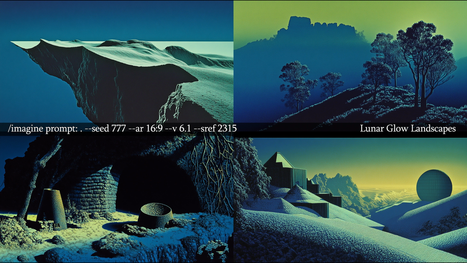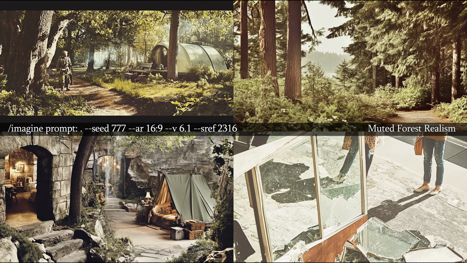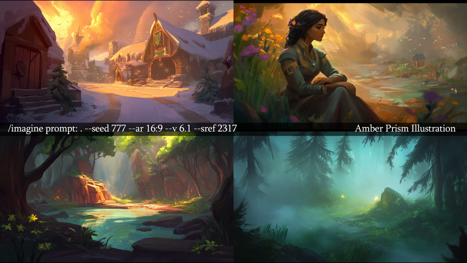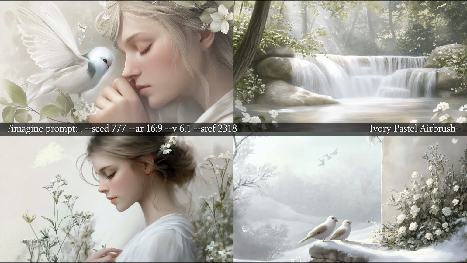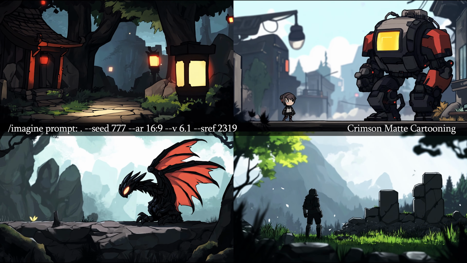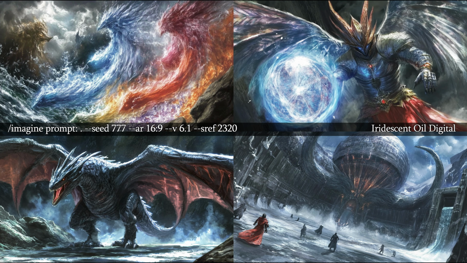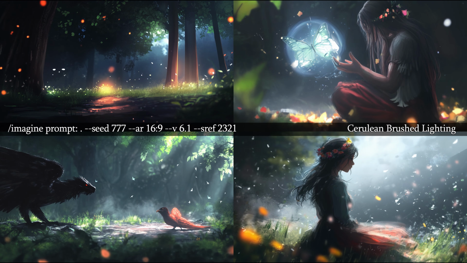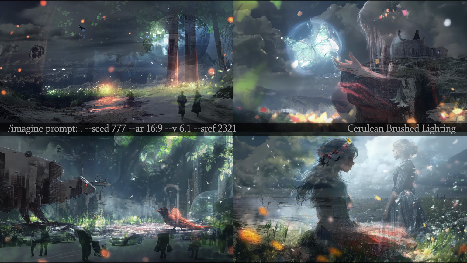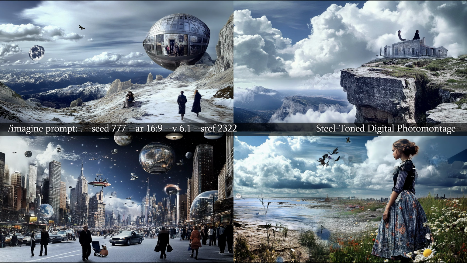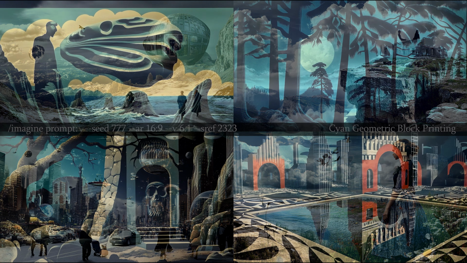2315 Lunar Glow Landscapes. 2316 Muted Forest Realism. 2317 Amber Prism Illustration. 2318 Ivory Pastel Airbrush. 2319 Crimson Matte Cartooning. 2320 Iridescent Oil Digital. 2321 Cerulean Brushed Lighting. 2322 Steel Toned Digital Photo Montage.